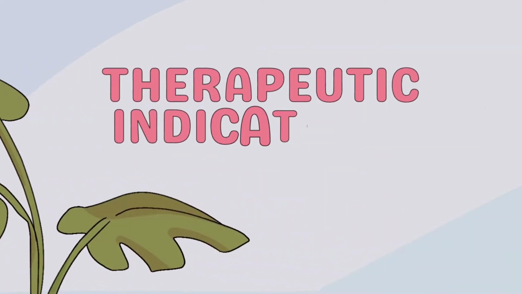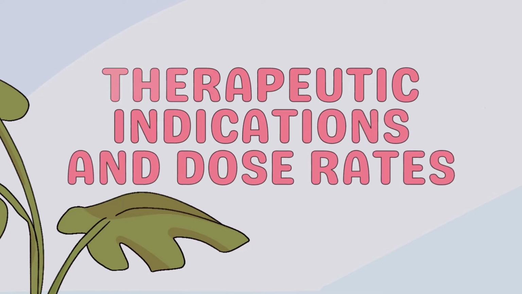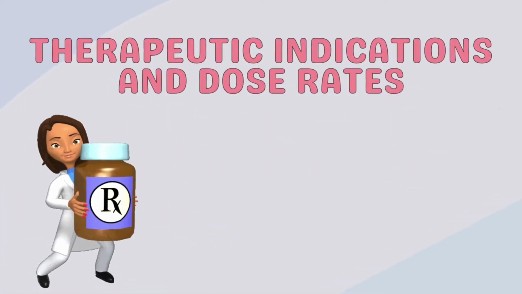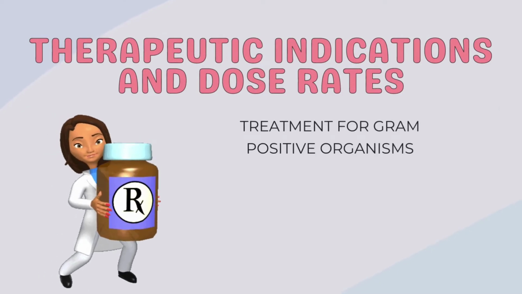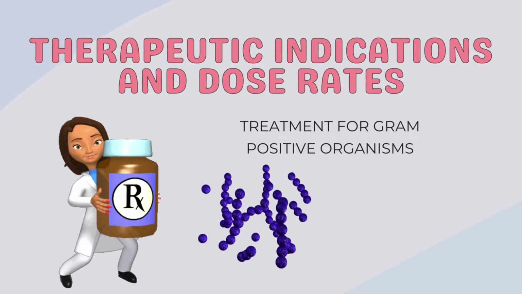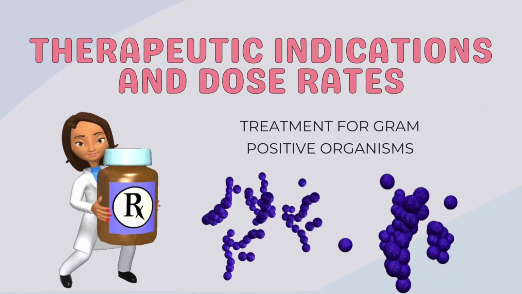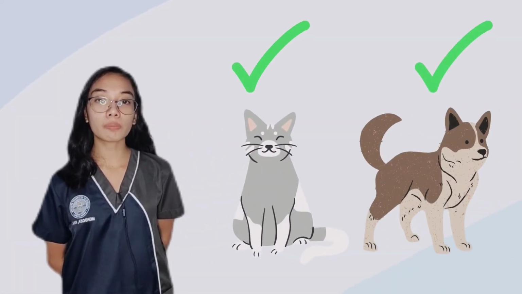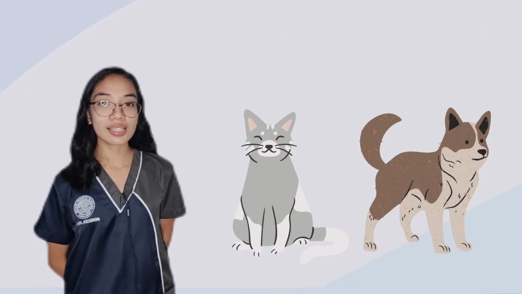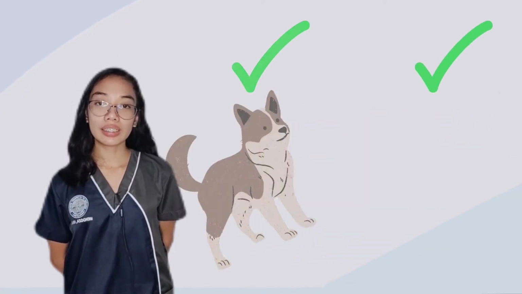Therapeutic indications and dose rates. The Lincosamides are indicated for infections caused by susceptible gram-positive organisms, particularly streptococci and staphylococci, and for those caused by anaerobic pathogens. Clindamycin is approved for use in cats and dogs for treatment of infected wounds, abscesses, and dental infections. Clindamycin has also been used to treat selected protozoal diseases, including toxoplasmosis, but usually in combination with other antimicrobials.